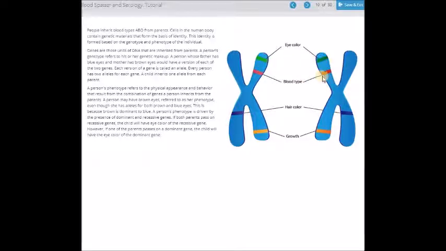And on those, in various places, we call these alleles. In various places are the alleles for genes, for traits. The eye color trait is here. You got 1 from mom and 1 from dad. The blood type is here, 1 from mom, 1 from dad. The hair color is way over here, 1 from mom, 1 from dad. How much you grow is right here, 1 from mom, 1 from dad.